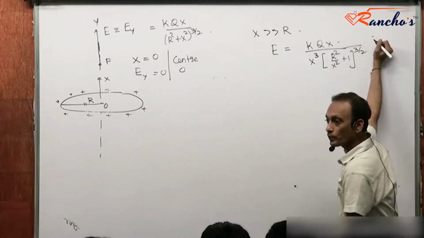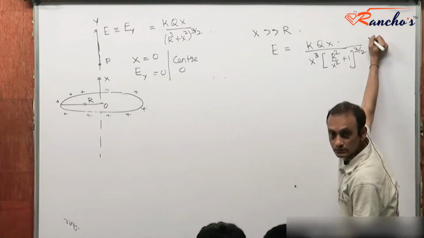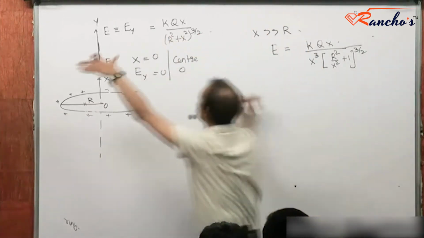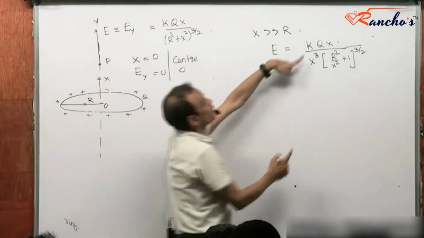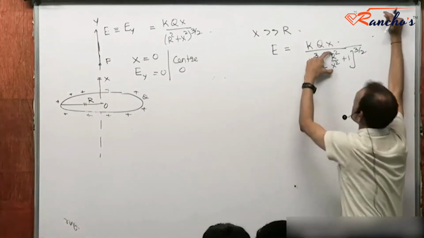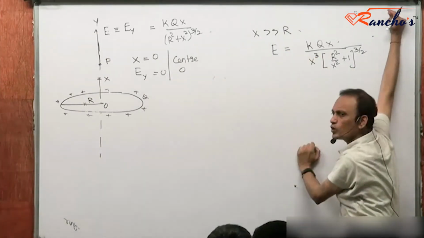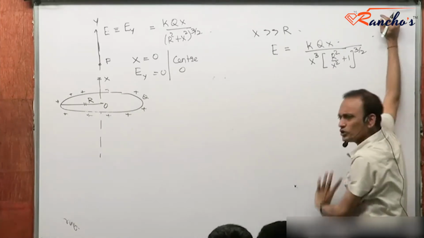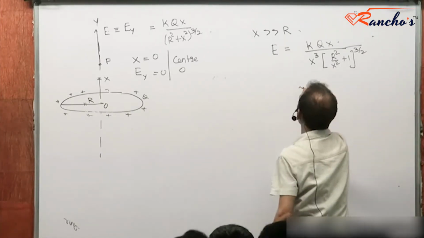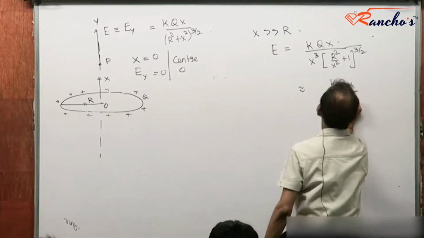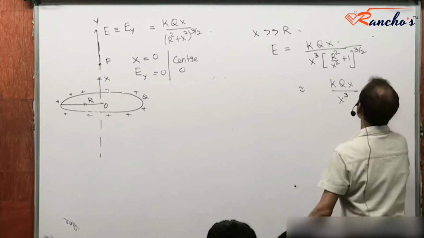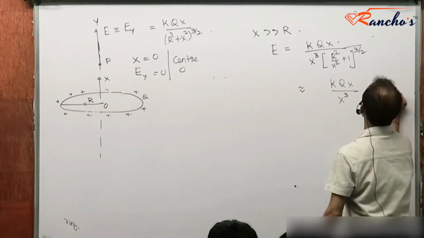Very far away from the ring, and the total charge distributed is capital Q on the ring. Now, when x is much larger than R, R squared by x squared is a very small quantity. I can ignore this. So this then approximately becomes kQx by x cubed, which is like kQ by x squared.